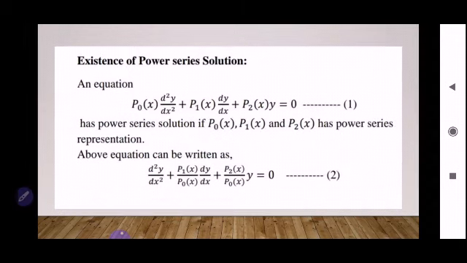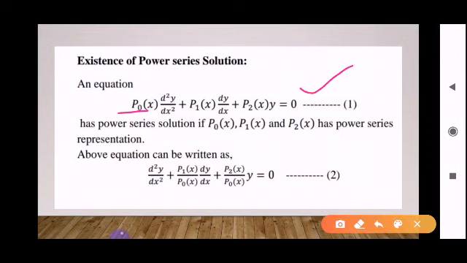Now the next part is the existence of a power series solution. That means when a power series solution exists. Suppose we are given a linear differential equation with variable coefficients, say p0 of x d2y by dx square plus p1 of x dy by dx plus p2 of x into y equal to 0. Now we have to find the solution of this linear differential equation, and that solution is a power series solution. So this equation has a power series solution if p0 of x, p1 of x and p2 of x have a power series representation.